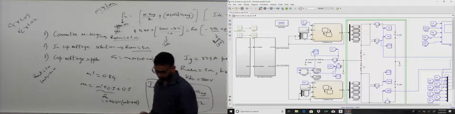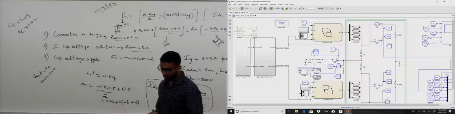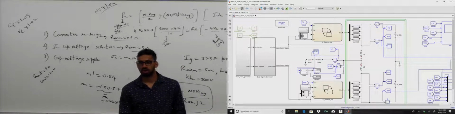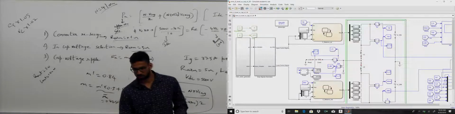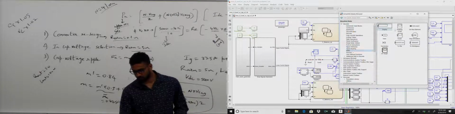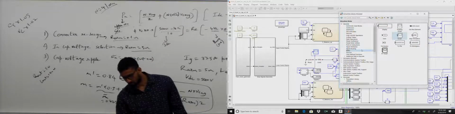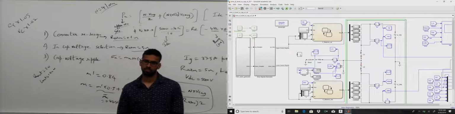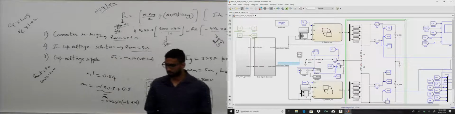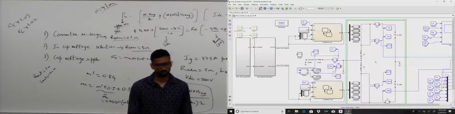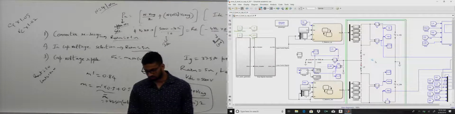Then, what else should we do? And then you can connect scopes wherever you want. You know how to connect scopes, right? You go to Simulink library browser, sinks, and there is a scope here. Just drag it and drop it here. This is to view the waveforms. You can put the scope anywhere you want and connect the signal to that. And then, yeah, it would have been nice if you had your laptop so you could have done it together. But yeah.